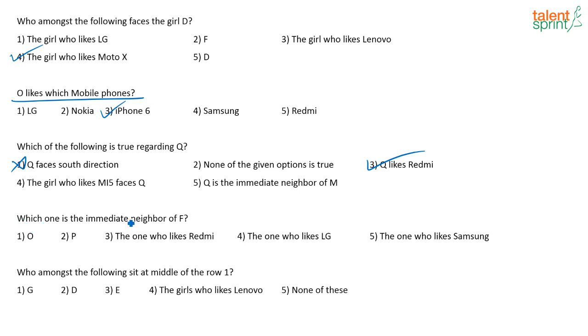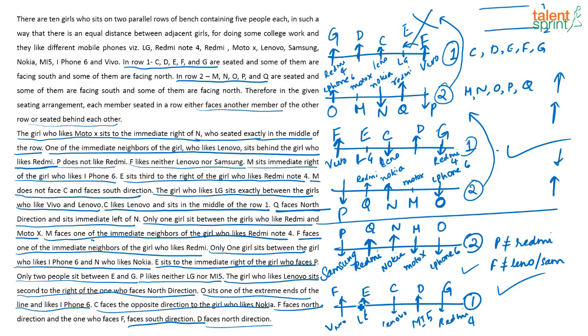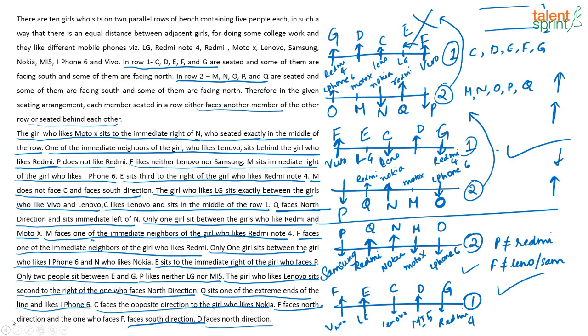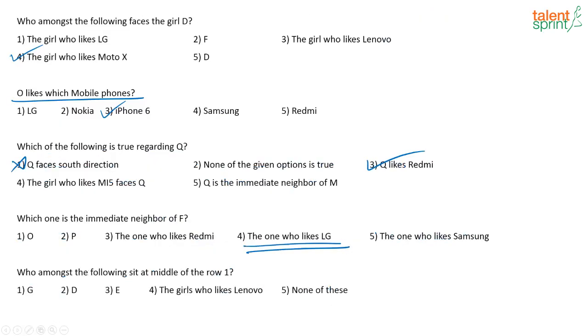Next one. Which one is the immediate neighbor of F? Who is the immediate neighbor of F? E is the immediate neighbor of F, very clearly. No, that's not given like that. See, I know E likes LG, correct? It was it right? E likes LG, yes. So this is the answer.